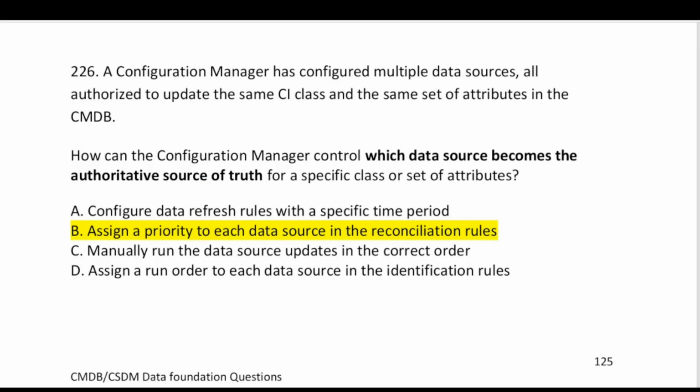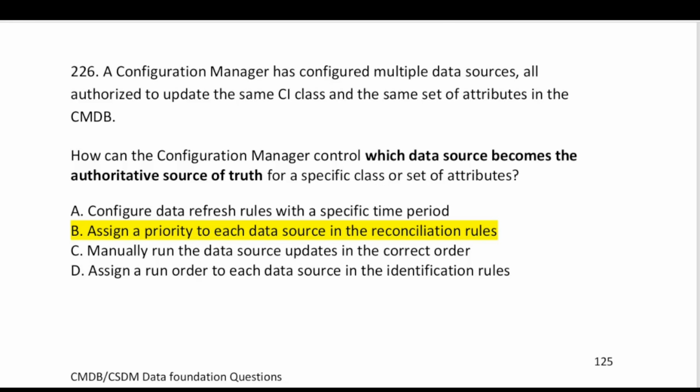Question is, a configuration manager has configured multiple data sources, all authorized to update the same CI class and the same set of attributes in the CMDB. How can the configuration manager control which data source becomes the authoritative source of truth for a specific class or set of attributes?